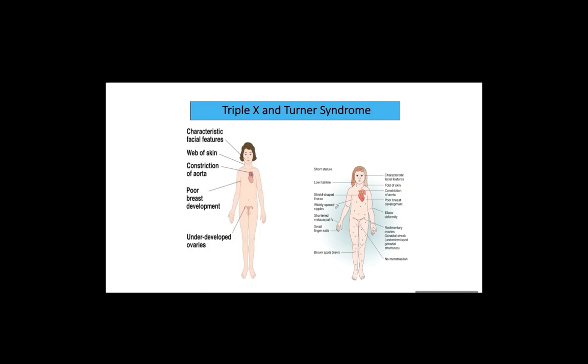And then the right woman shows Turner syndrome. In other words, there's a missing X chromosome. So 44 plus only 1 X chromosome. There is 1 missing X chromosome, so the total chromosome number is 45. A sterile female with short stature.